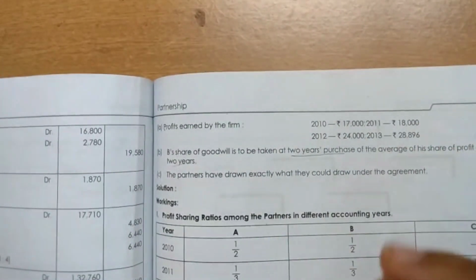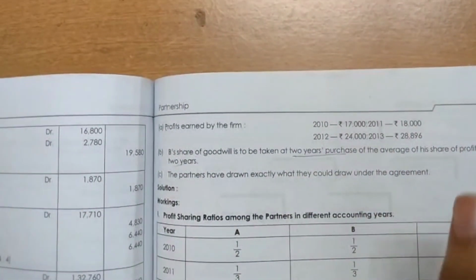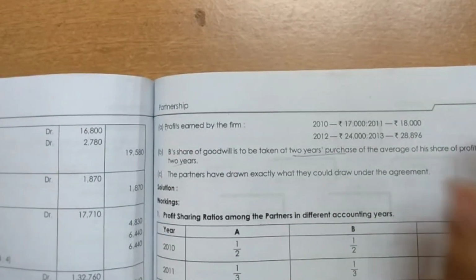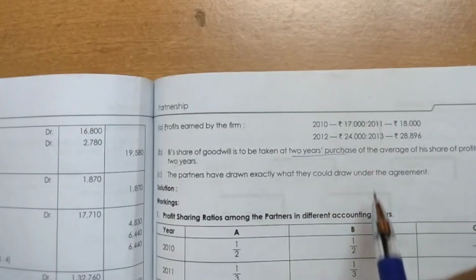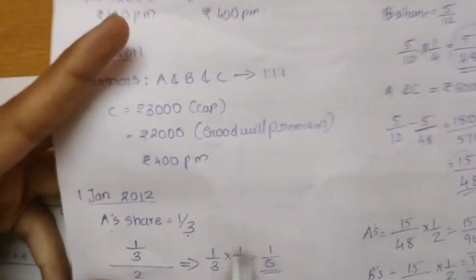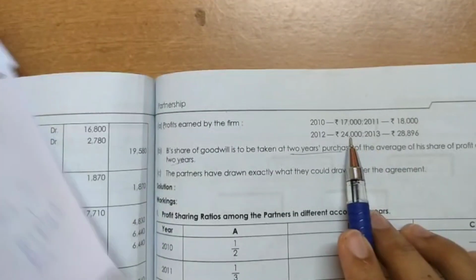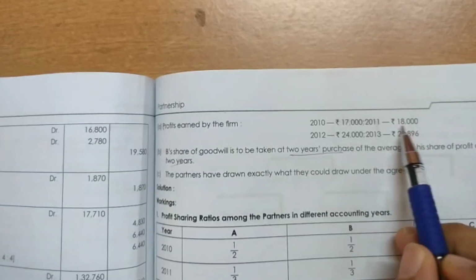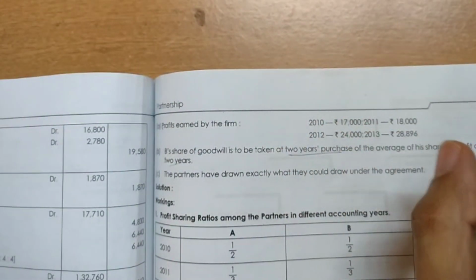Fine. Now what do we have to do? They are asking us to find B's share of goodwill. So in order to get that, let's find B's share from this profit. 18,000 is there, 24,000 is there. In 2011, B's share was 1 by 3, right? And in 2012, B's share was 5 by 12. Let's calculate it. That is 18,000 into 1 by 3 and 24,000 into 5 by 12. So we'll get B's share of profit. Let's add them together then.